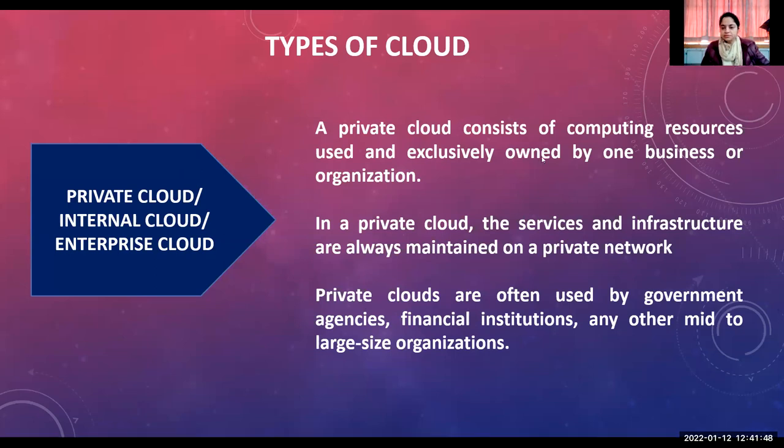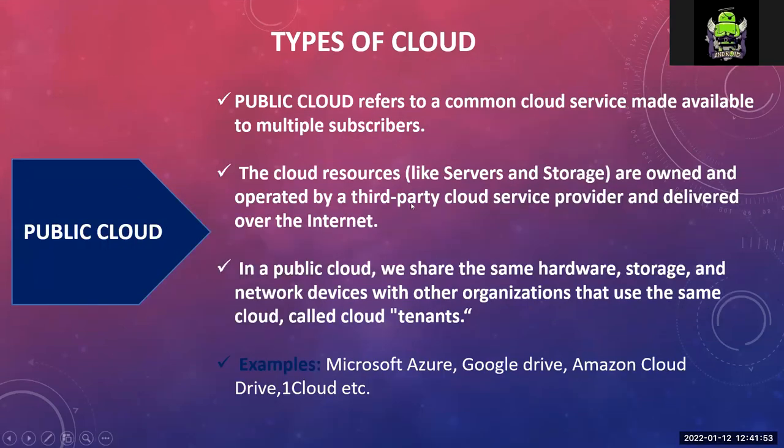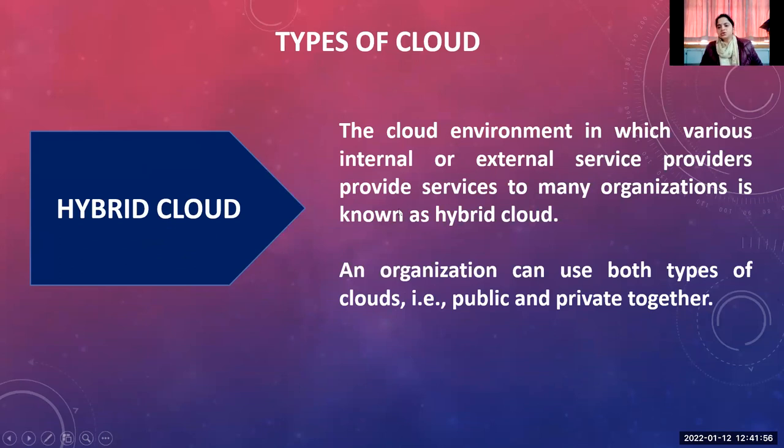Is it clear till now? There is one third form, which is hybrid cloud. Hybrid cloud is just a combination of public cloud and private cloud. The cloud environment in which various internal and external service providers provide service to many organizations is known as the hybrid cloud, a combination of both. That means some private organization is accessing some cloud storage from a public provider. So that is a combination of public and private cloud.